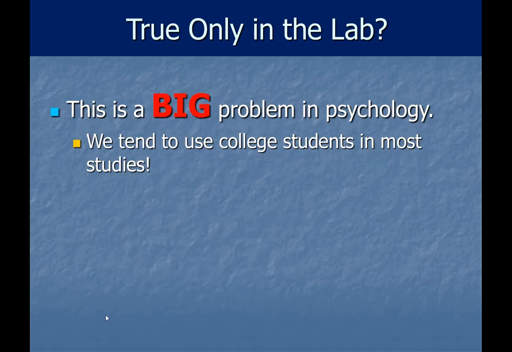Now, this is a bigger problem than you think in psychology, as well as other fields, but specifically in psychology, this is a big problem. We actually tend to use college students in most studies that we do of psychology across the nation, even across the globe. Most studies are done on college students, and that's done because college students are what's called a convenience sample. It's really easy to get college students to take a survey, do an experiment, come into a laboratory and try something out, and that's because it's become the norm.